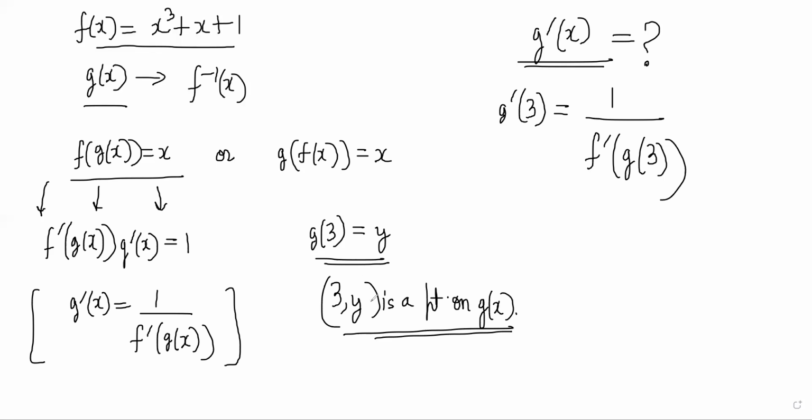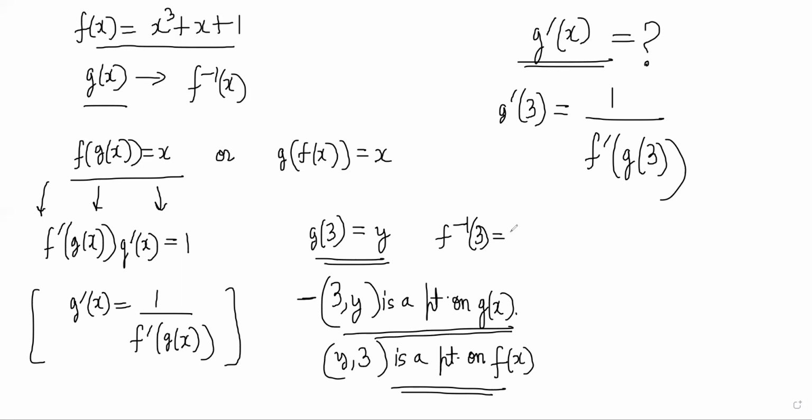And you know that whenever you have an inverse, the graph of the inverse is a reflection of the function on the line y is equal to x, right? So when you reflect on the line y is equal to x, x comma y becomes y comma x. So if 3 comma y is a point on g of x, y comma 3 is a point on f of x. This is the same as saying that if f inverse 3 is y, then obviously f of y is 3.